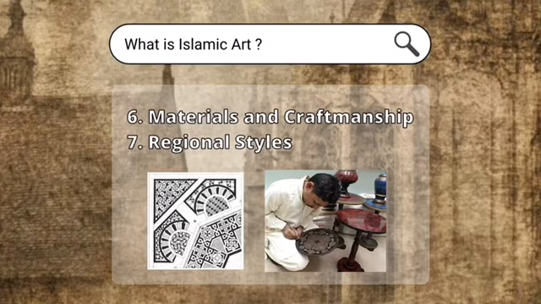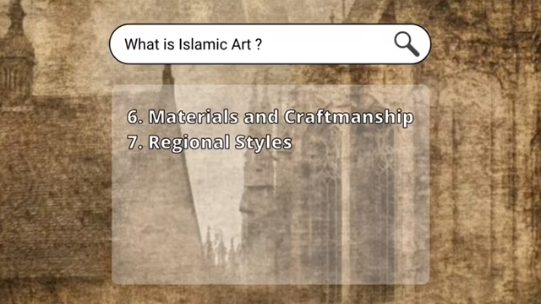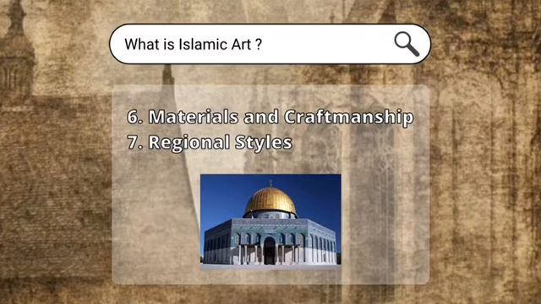6. Materials and craftsmanship. Use of ceramics, metalwork, glass, textiles, and mosaics with rich decoration and color. 7. Regional styles. Umayyad, 661 to 750 CE, early mosque architecture.